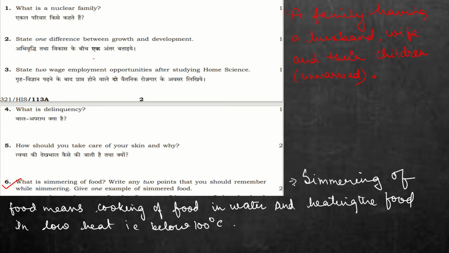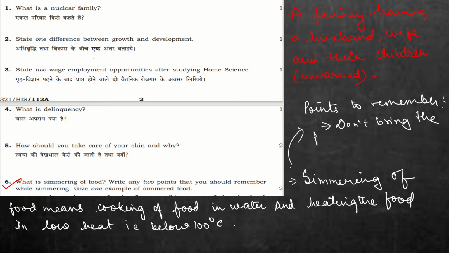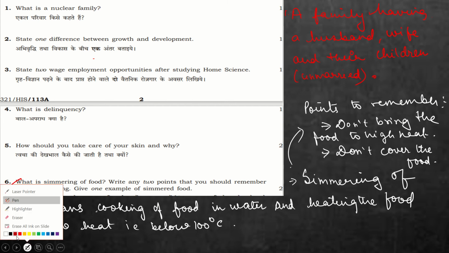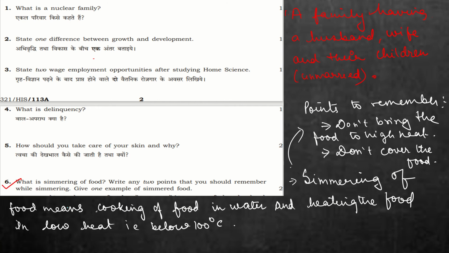Write 2 points that you should remember while simmering. The points to remember are not to bring the food to high heat and do not cover the food. These 2 points you should keep in your mind when you are doing simmering. An example of simmered food is kheer or curry. These 2 foods are cooked by simmering.